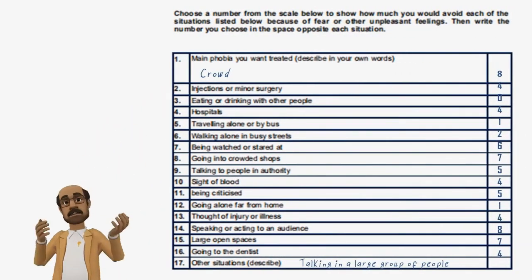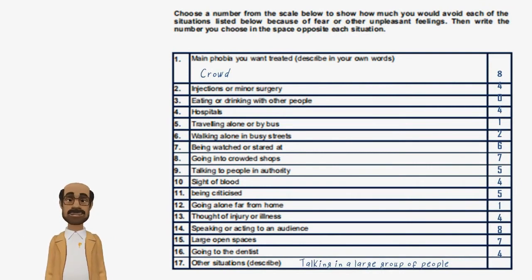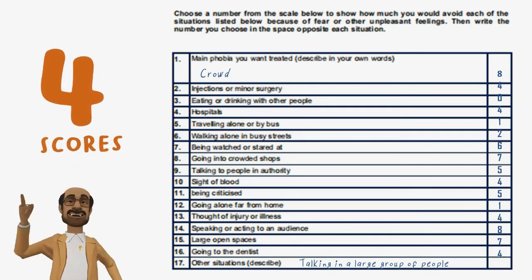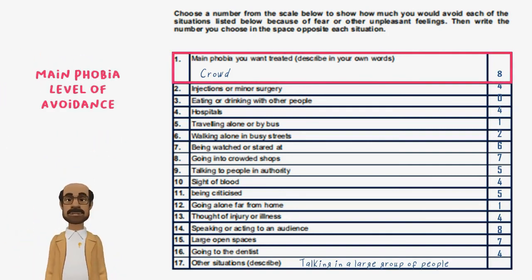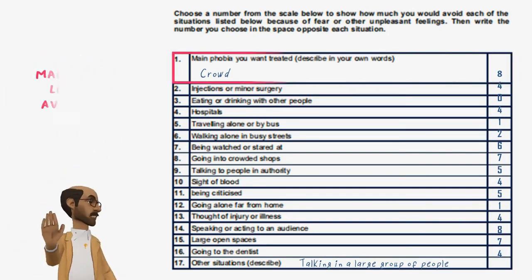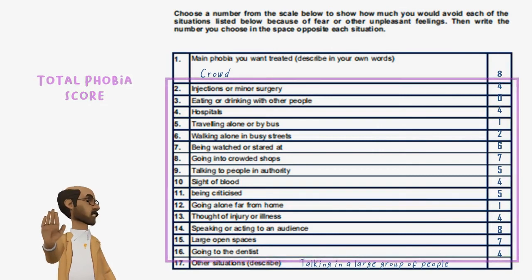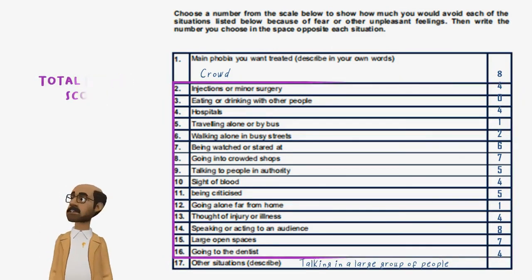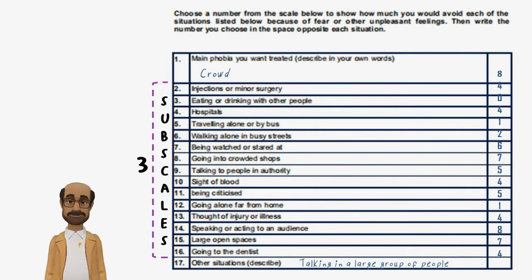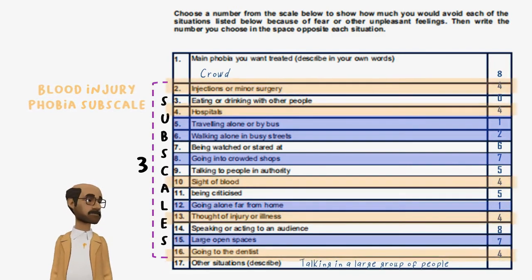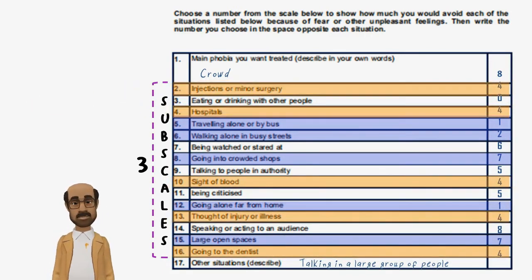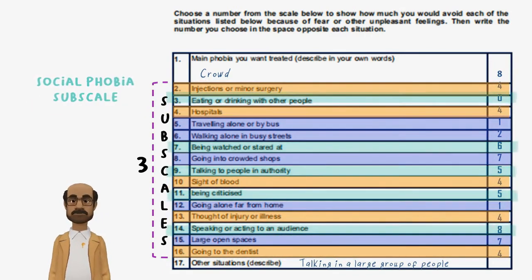Here it is. What we have to do is to identify the 4 scores obtained from the fear questionnaire. First is the main phobia level of avoidance at item 1. Second, the total phobia score, sum of items 2 to 16. It's divided into 3 subscales: agoraphobia subscale, blood injury phobia subscale, and social phobia subscale.